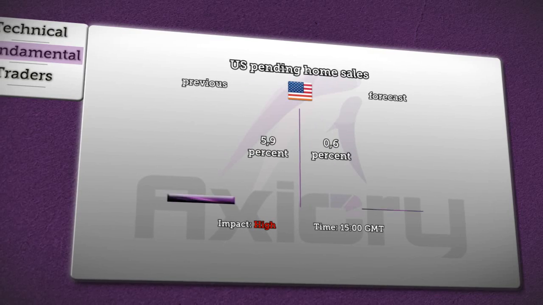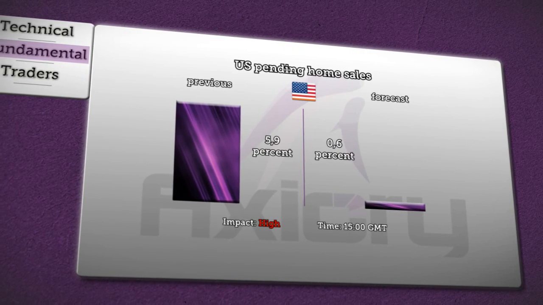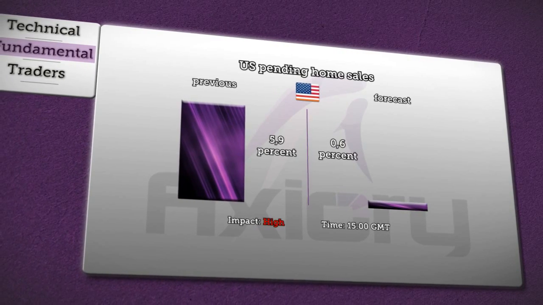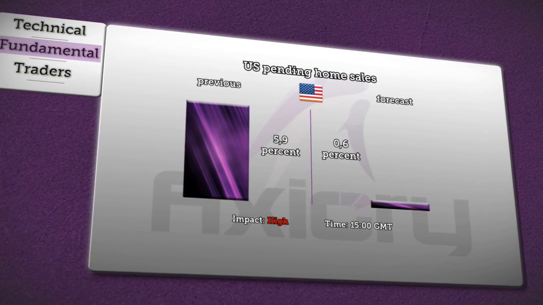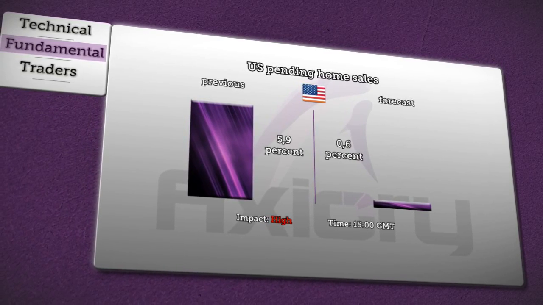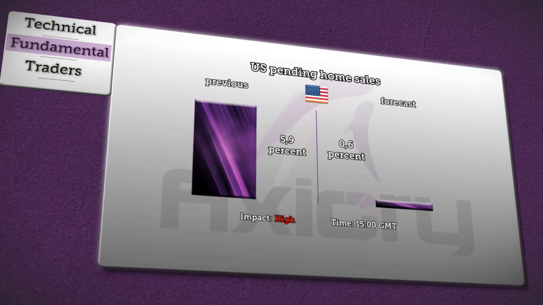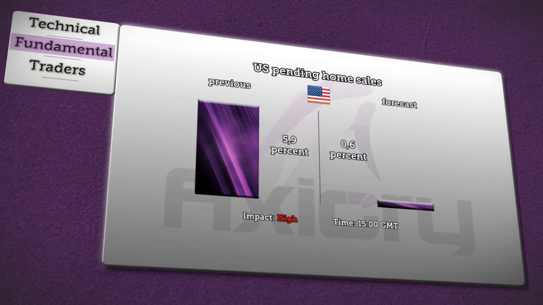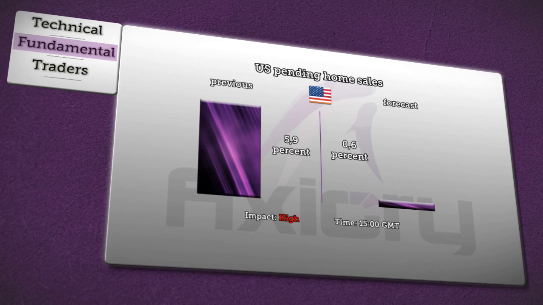Third, and last news for today will be published at 3 p.m. GMT. National Association of Realtors will release data about pending home sales, which rose in a previous report to 5.9%. Today, analysts await significant slowdown to 0.6%.